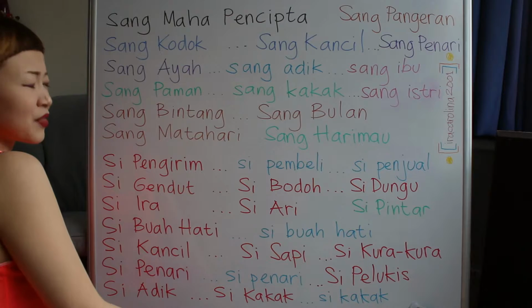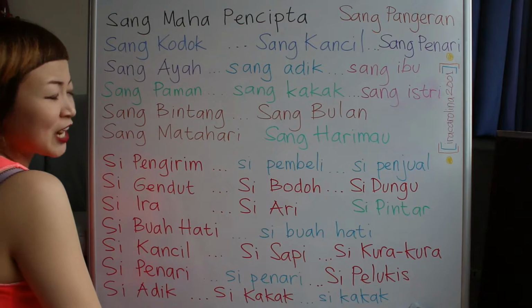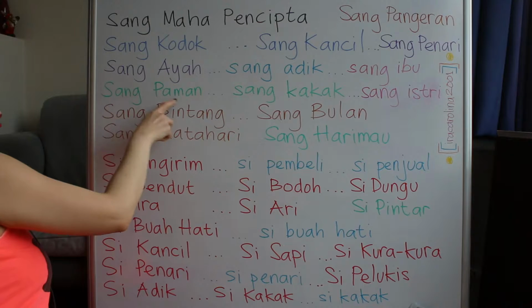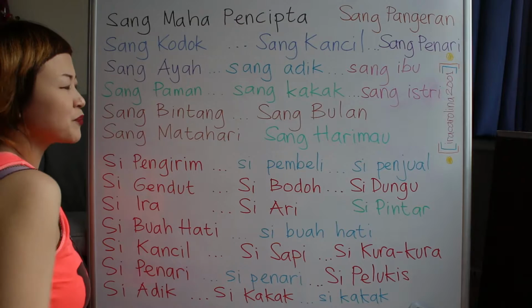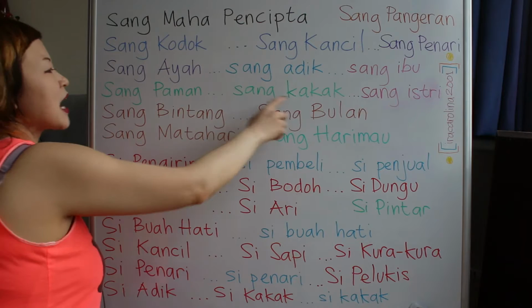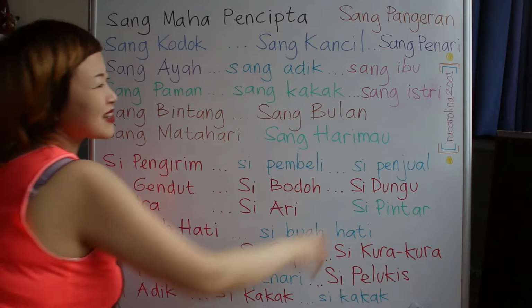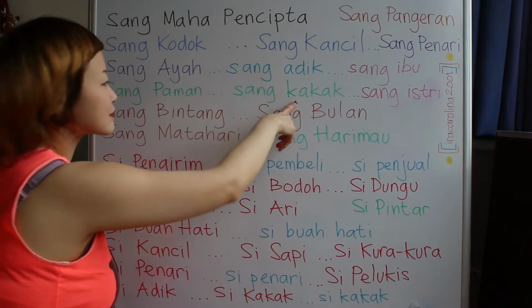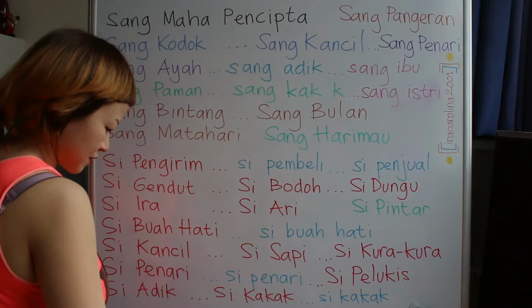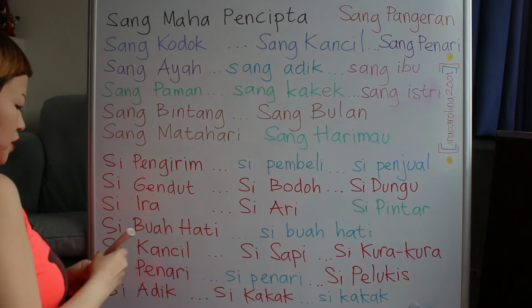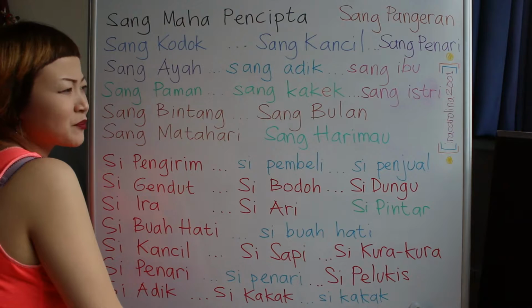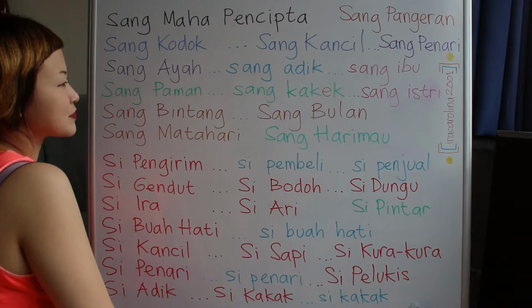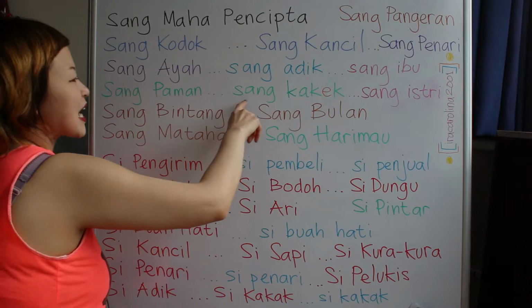The mother, sang ibu. The uncle, in this case starting the sentence, big letter. Sang paman. The older sibling, can be older sister, older brother. Sang kakak. The wife, sang istri. Kakak is older sibling, older brother, older sister. And if we change this word with this one, it becomes grandfather. Kakak, older sibling. Kakek, grandfather. Kakak, kakek. The grandfather, sang kakek.